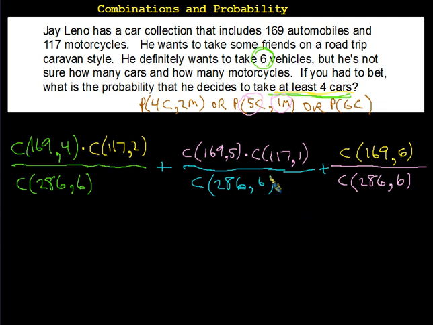But basically that's the gist of it. This is a big, interesting problem. We take combinations, which let us count how many ways. We put them in a fraction to make them into probability. We take ands, which require multiplication: 4 cars and 2 motorcycles, so we do multiplication; 5 cars and 1 motorcycle, so we do multiplication. And then we have all the ors, and with these ors we do addition.